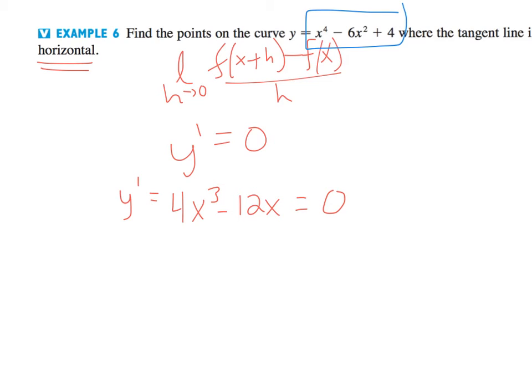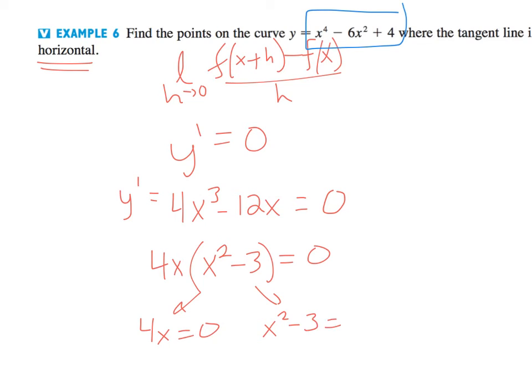If you notice, we have a common factor here. In fact, we can actually factor out a 4x out of each of those terms. And what I'm left with is x squared minus 3. Now, by the zero product rule, we can say that either 4x equals 0 or x squared minus 3 equals 0.